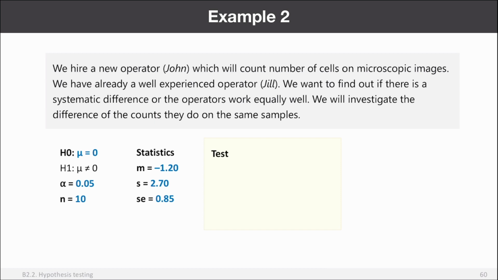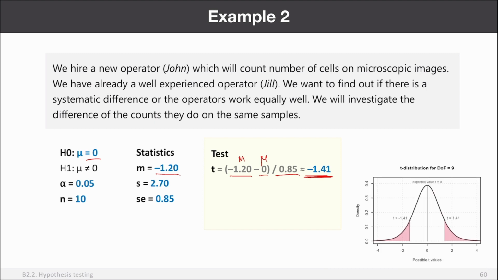Now we can make a test, right? The same idea. First of all, we take M minus mu, and remember the expected mu is 0. So in this case, this is M, which is 1.2, and this is mu, the expected mu, which is 0, divided by the standard error. So again, we find a t-score, which is 1.41, which means that the average that we obtained in this experiment is 1.4 standard errors away from the expected average, right?